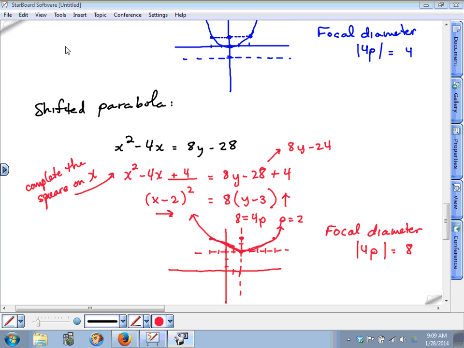Just in the nick of time. No, you forgot the directrix, you guys forgot it. Where is the directrix? It's 2 units down from the new origin, which is 1 unit up from the x-axis. So there's the directrix. I shouldn't have to remind you guys about that.